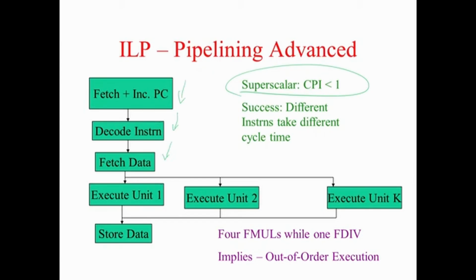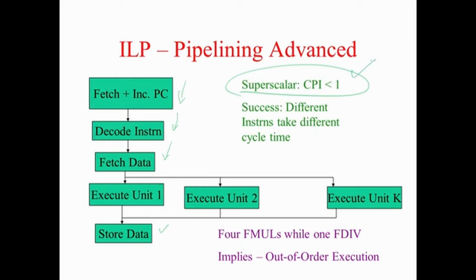Then I will go and execute. I will have multiple execution units. Instead of one adder, I will have 4 adders. Instead of one multiplier, I would have 5 multipliers. So I will have multiple execution units, so multiple instructions can execute at the same time, and multiple instructions can store back their data at the same time. If I enable all these things, then I can achieve this CPI less than 1.